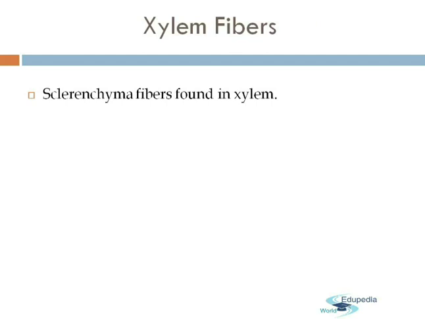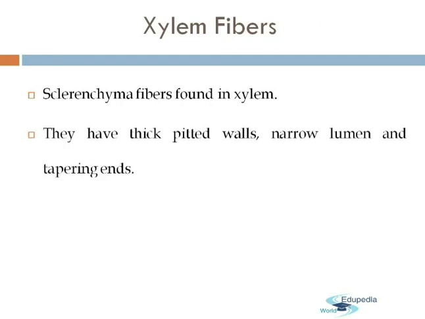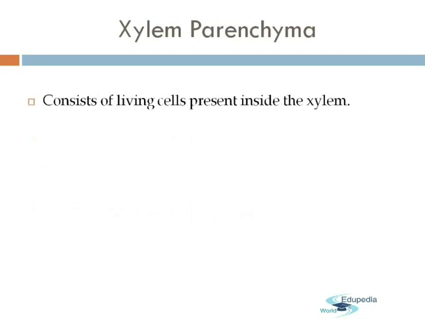Now, the third type of element are the xylem fibers. They are the Sclerenchymatous fibers, which we have discussed in the Sclerenchyma also. That Sclerenchyma is of two types. So, one of them is fiber and the other one is sclereids. So, these are the Sclerenchymatous fibers which are found in the xylem, and they have thick pitted walls, narrow lumen (the cavity), and tapering ends. They do not have any specific role, but they only provide mechanical strength to the plant.